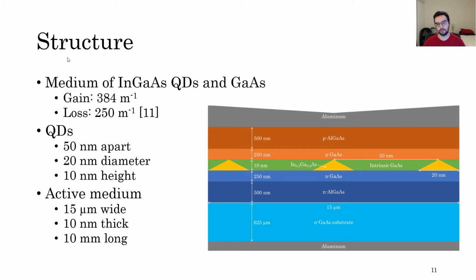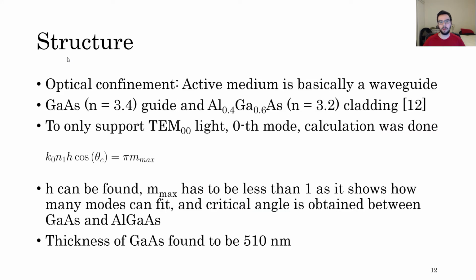And in terms of the active medium itself, it's 15 microns wide, so we can actually get the gain that we want. 10 nanometers thick, because that's the thickness of the quantum dots, and 10 millimeters long, so we can actually get the power that we want, which I'll touch on later. For laser diodes, we actually need optical and electrical confinement to get the most efficient laser possible.